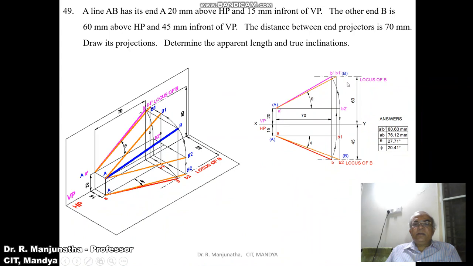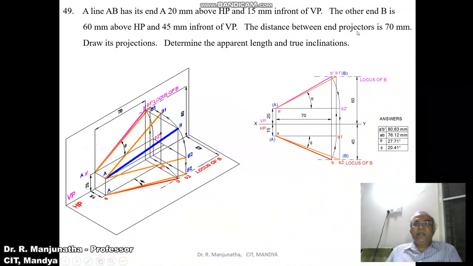Then the other end B is 60 mm above HP. So from the XY line, you measure the distance of 60 mm. Draw a dash dot line parallel to the XY line in the front view, which is above the XY line. And 45 mm in front of VP. In front of VP can be seen in HP. So from the XY line, you measure 45 mm below the XY line and then draw a horizontal dash dot line which is parallel to the XY.